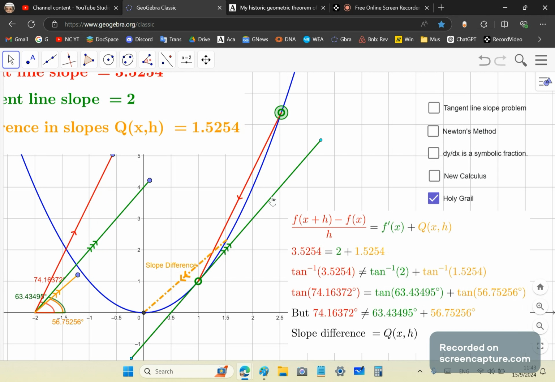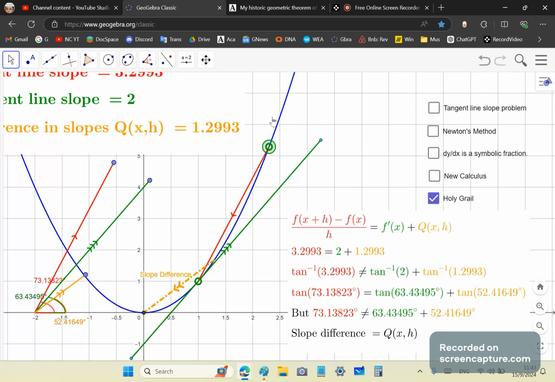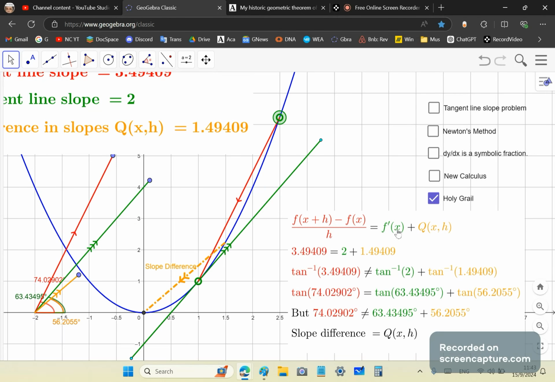So what you have here is an equation of slope differences, not slope differences, of slopes. The left-hand side here, this red f(x+h) minus f(x), is just the slope of this non-parallel secant line. F prime of x, we didn't have to call that. We could have just called it maybe TS for tangent line slope, is the slope of this tangent line, and Q of xh is just a difference. And you can see what's happening here, right?